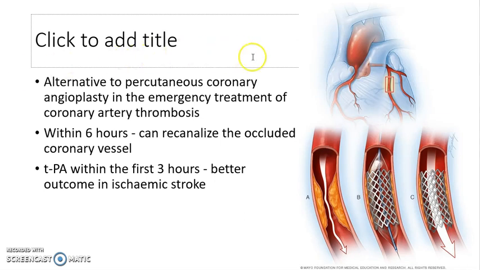So streptokinase and the rTPA are the alternative to percutaneous coronary angioplasty in the treatment of coronary artery thrombosis. So this is angioplasty. With stenting, that's what you do, put a mesh there. But if you don't do this, then the alternative is you usually try to give streptokinase within the first 6 hours of the attack, of the onset. And this can recanalize the occluded coronary vessel, hopefully. If it's occluded, we give streptokinase hopefully within 6 hours, so it will be able to recanalize this. And for rTPA, for TPA like alteplase, if given within the first 3 hours, then we hope for better outcomes in ischemic stroke.